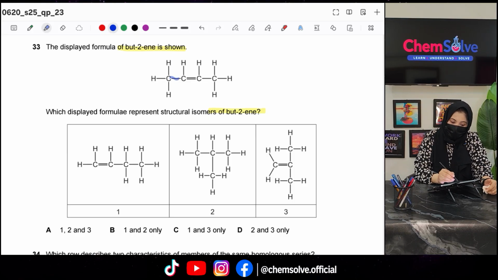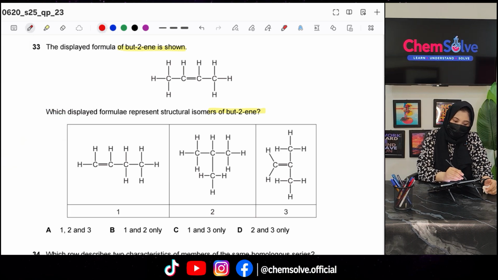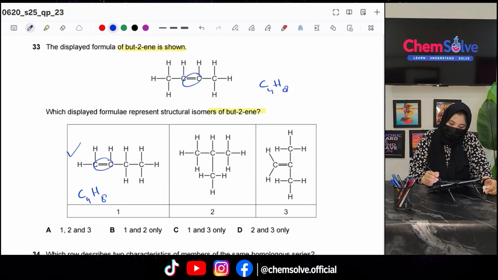So here there are 4 carbon and 8 hydrogen. Okay, here again 4 carbon, 8 hydrogen, and there is also a double bond. So it seems to be the correct one.